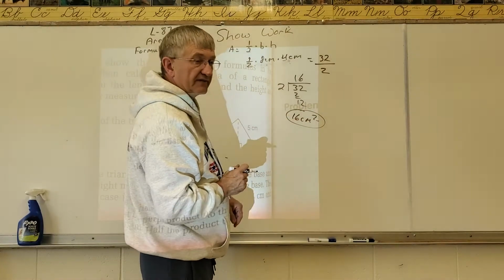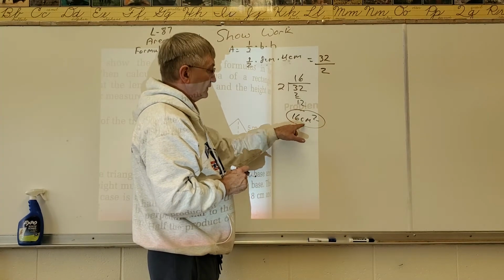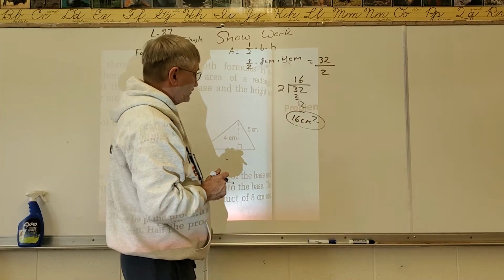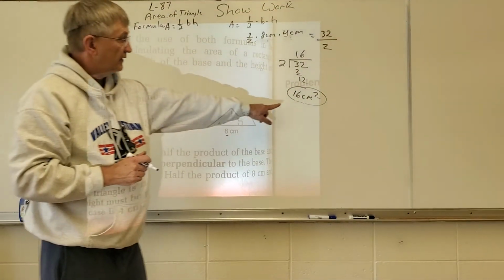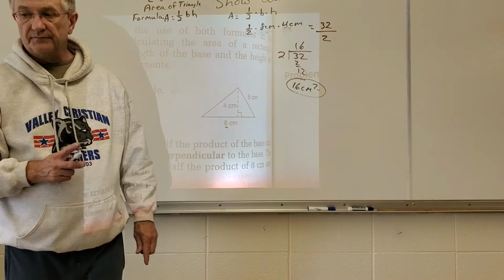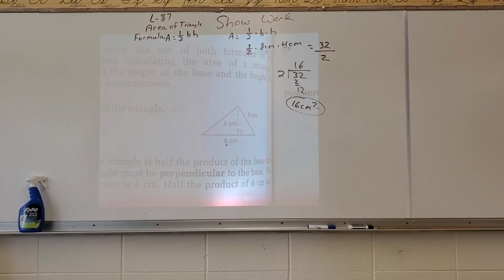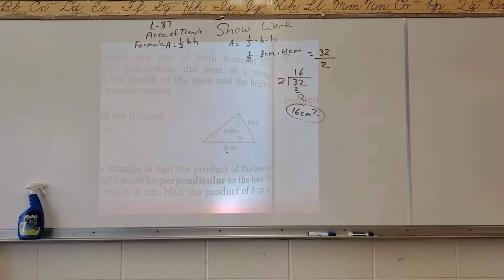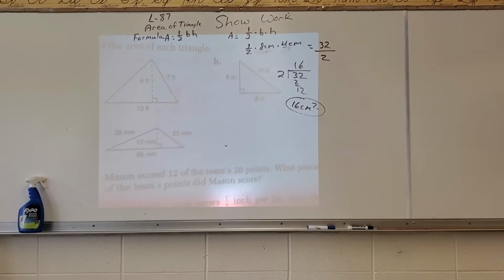Area means I'm always going to have squared. Again, this type of problem, 3 points: 1, 2, 3. Okay, so that is how I figure the area. So the area of that is 16 centimeters squared. Now, with that in mind, I'm going to slide this over a little bit and we're going to go directly over to the practice problems.